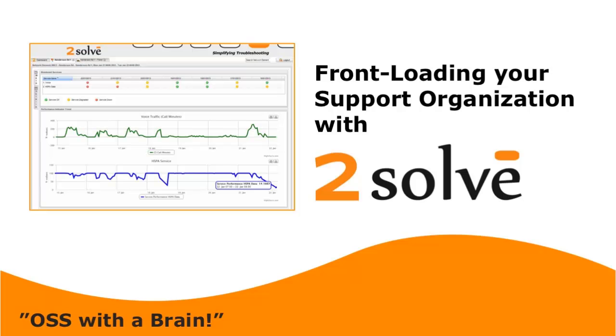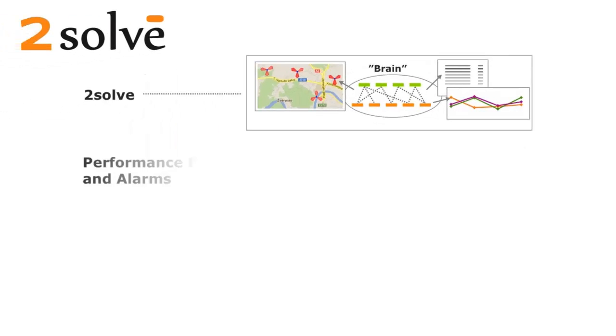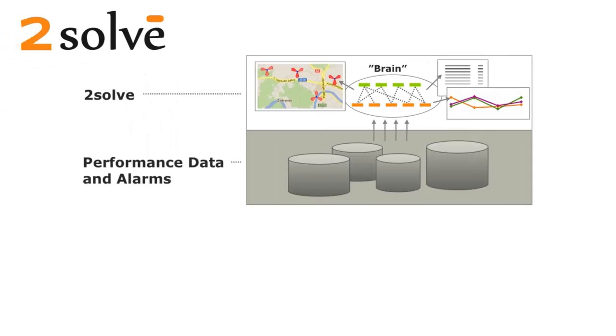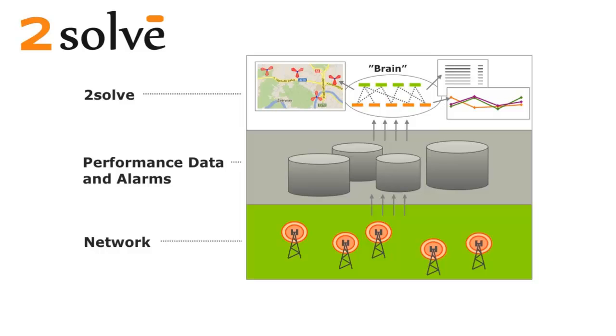In this demo, we will see how the 2solve OSS works to help your frontline staff to quickly identify and fix mobile network problems. The 2solve OSS features a unique diagnostic center that we call the brain. It uses captured human knowledge in combination with very fast reasoning algorithms to identify and diagnose potential network problems in real time. The system continuously feeds its brain with performance data and triggered alarms, which are important for diagnostics. It can even combine this information with network configuration details to help pinpoint specific solutions.